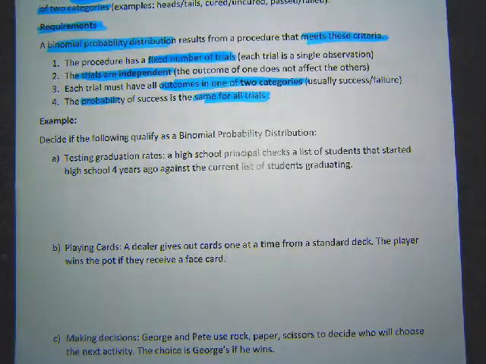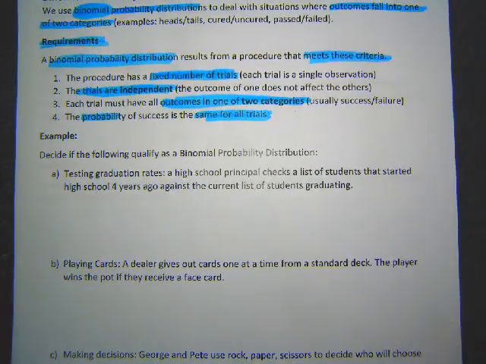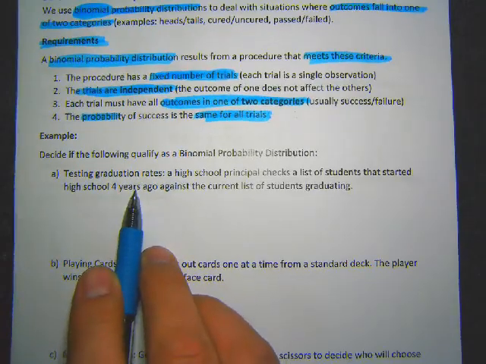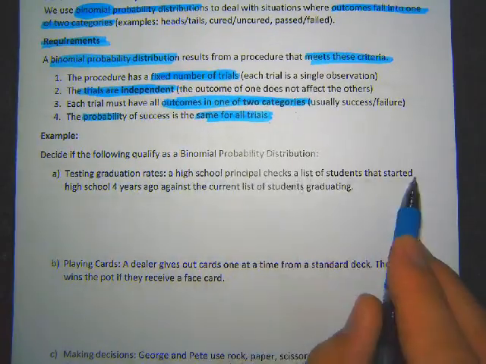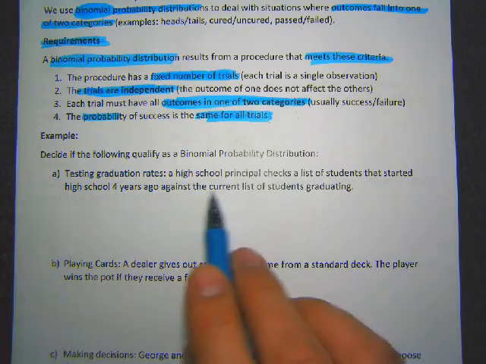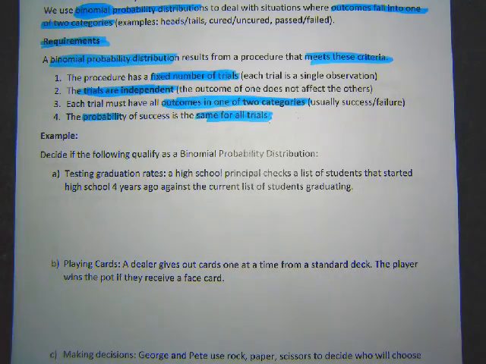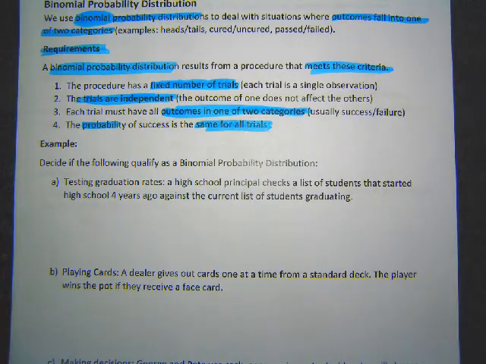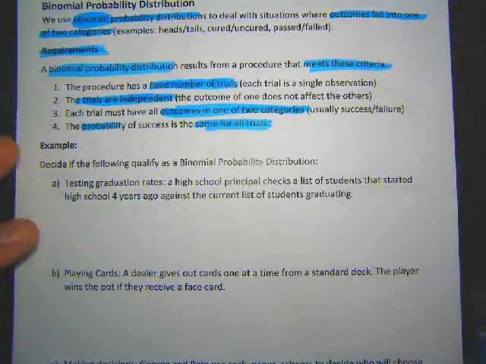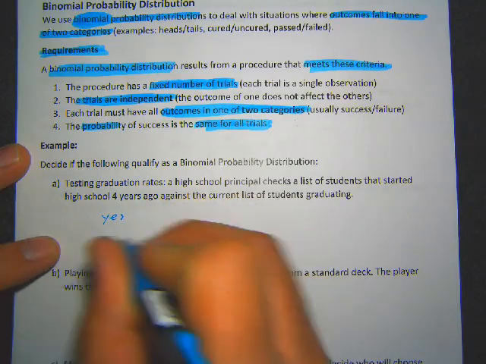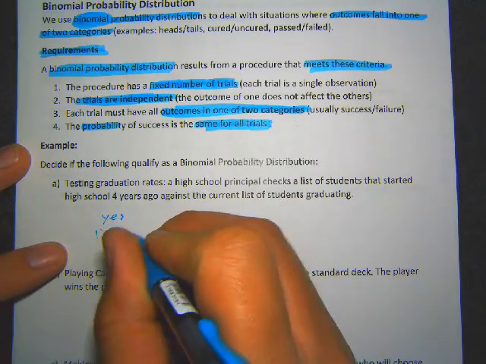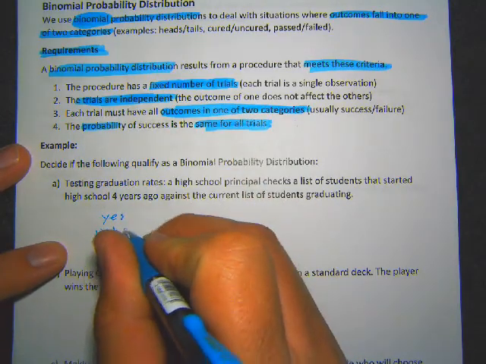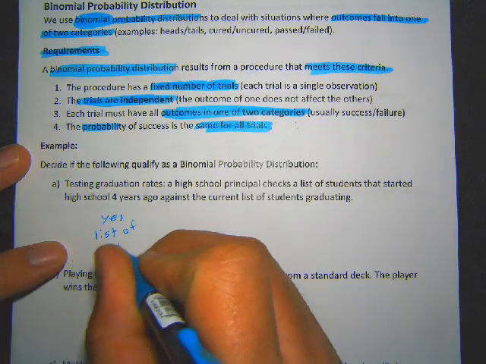So let's look at a couple examples and decide if we can figure out if they meet the requirements. So first off, we are testing graduation rates. A high school principal checks a list of students that started high school 4 years ago against the current list of graduated students. So first off, does the procedure have a fixed number of trials? Well, yeah, there's only so many students that came in, right? So there's a limit to how many students were on that initial list. So there's only so many trials. So yes, the list of students is the number of trials. So far it's good. It is a fixed number of trials.